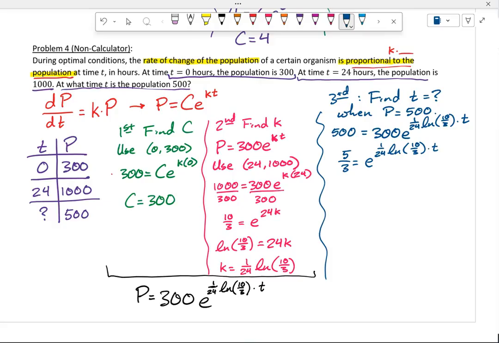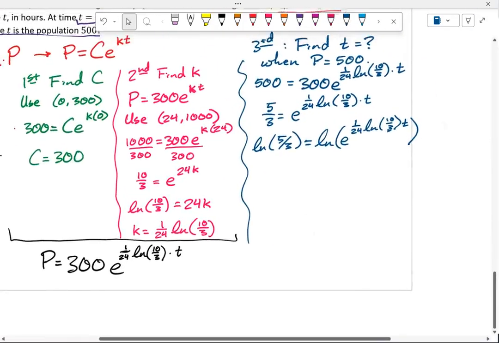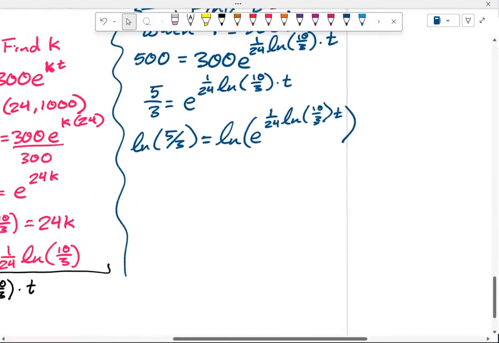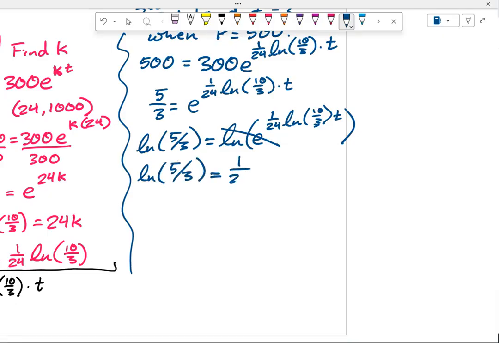Natural log both sides. So that would be natural log of 5/3 equals, we have to do natural log at this point, natural log of e to the 1 over 24 natural log of 10/3 times t. What I said couldn't cancel, that down there can't cancel. But when you go about solving, you want to get to the t, which is up in a power. So you're going to have to use natural logs to undo that power. That cancels out. Not this natural log, that one's still there. But these two cancel. So we have the natural log of 5/3 equals 1 over 24 natural log of 10/3 times t.